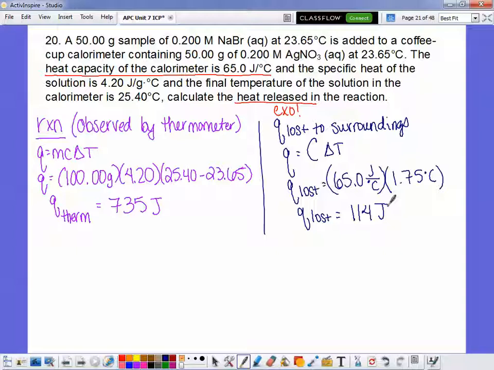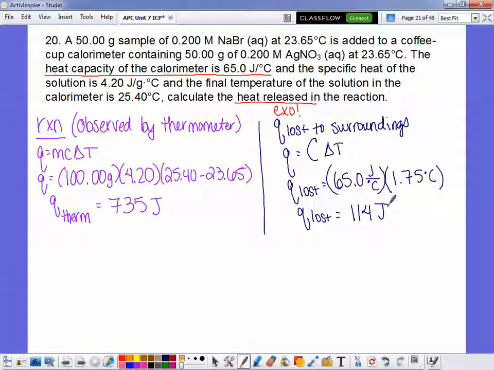All right. So that is the amount of heat that the thermometer wasn't able to measure because the calorimeter was not a perfect calorimeter. Had the calorimeter been a perfect calorimeter, it wouldn't have transferred any heat out through its walls. And therefore, all of that heat would have gone into the surroundings, which is the water that's not taking place in the reaction here. And the thermometer would have increased temperature even more, okay?